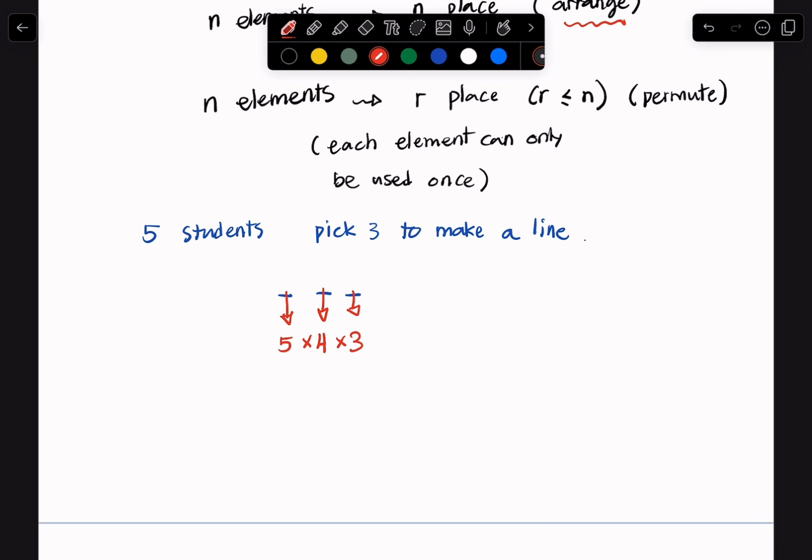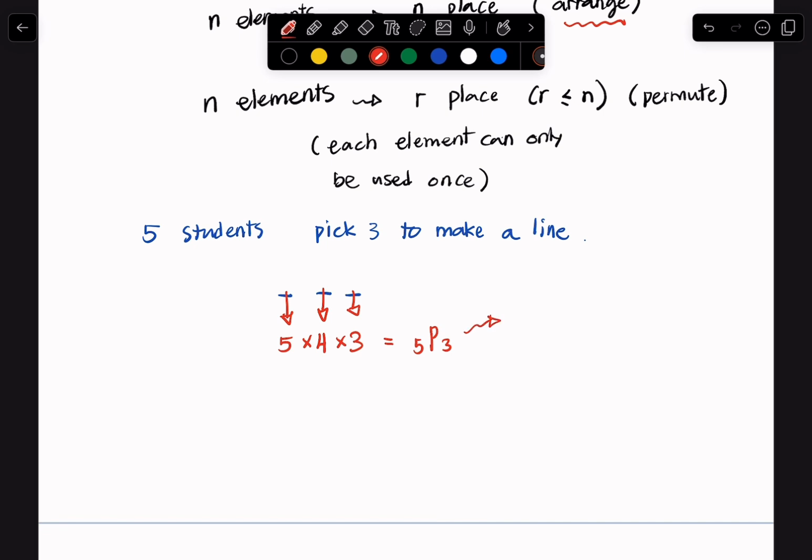And here, there is a really magical thing. If we try to think about this multiplication a little bit, we surprisingly find that this just equals 5P3. Of course, you can just calculate their values.